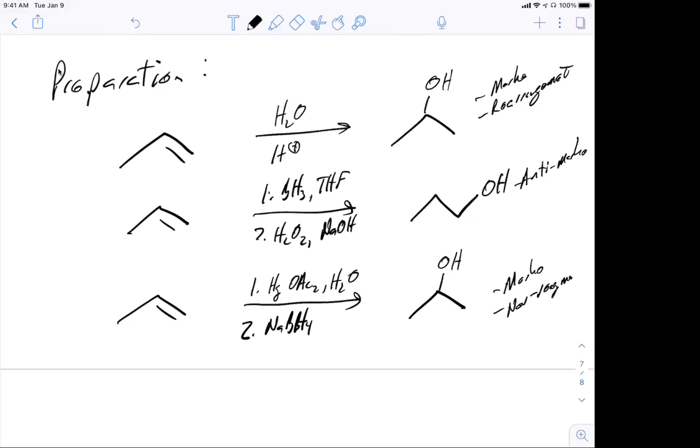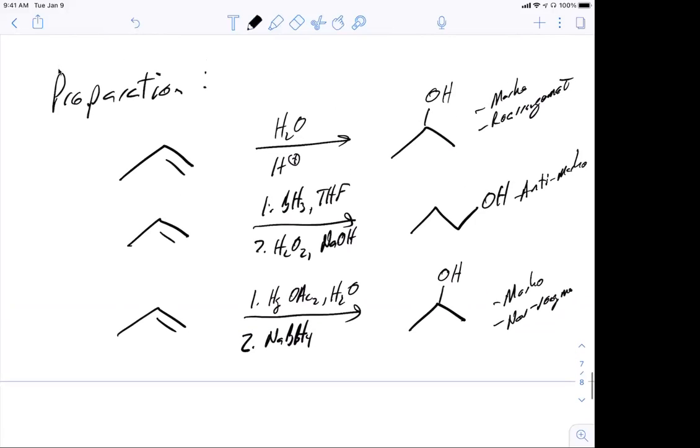When you get to grad school, we'll talk about the conditions and how you can force this one way or the other. Okay, so that's from alkenes to alcohol. Again, if you look at learning outcomes, you need to be able to convert alkenes to alcohol. So think about all the ways you can do that.